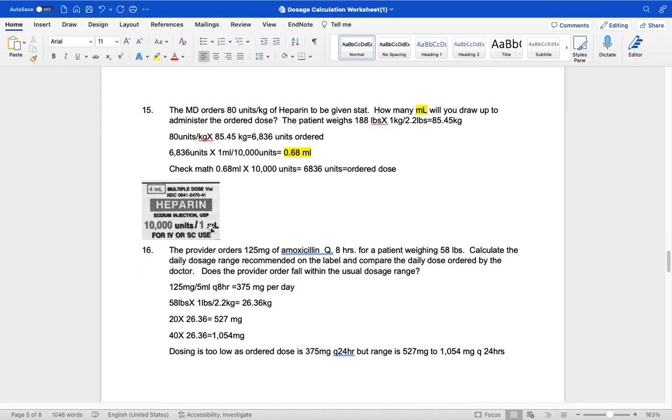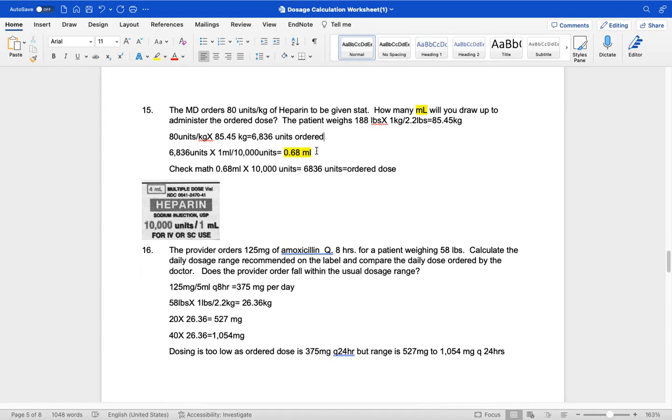So on hand, we have 1 mL is equivalent to 10,000 units. So this is going to work out to be 0.68 mLs. You're going to take that 6,836 divided by the 10,000 units. That's going to give you that 0.68 mLs. Now, down here, this is how I checked my math.